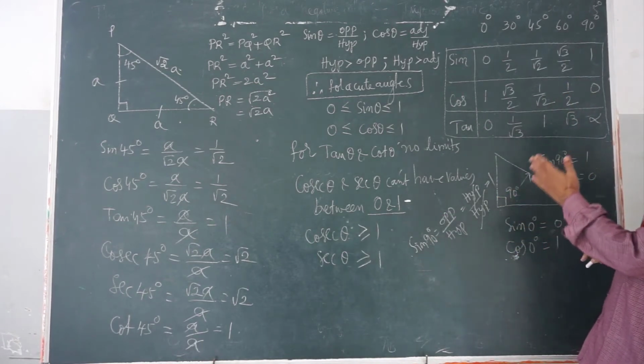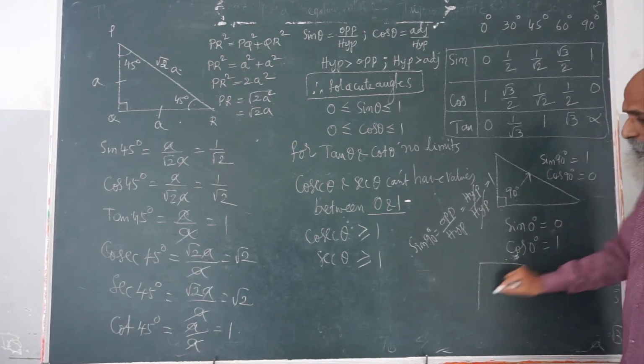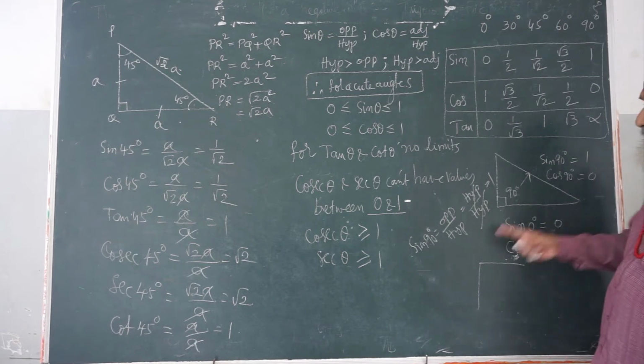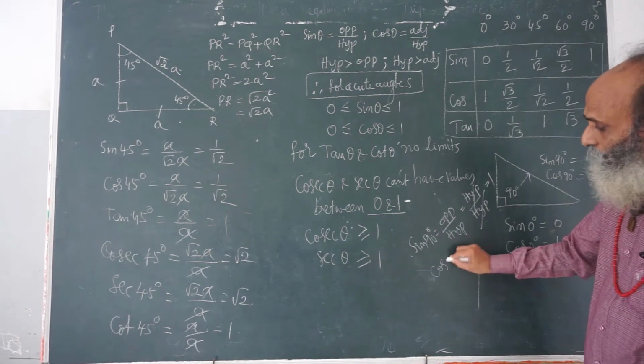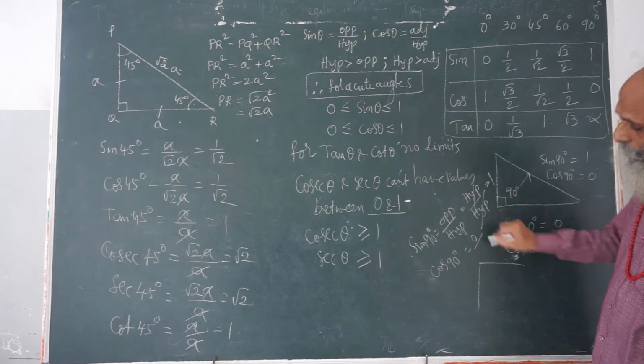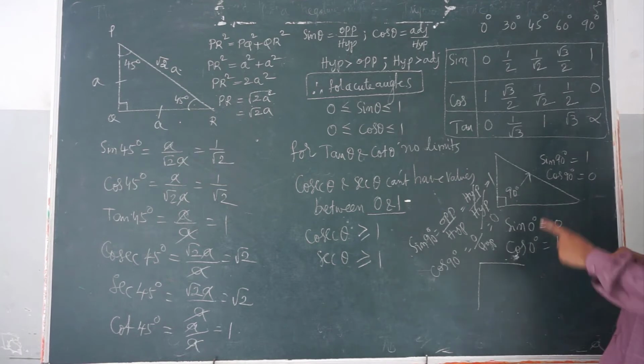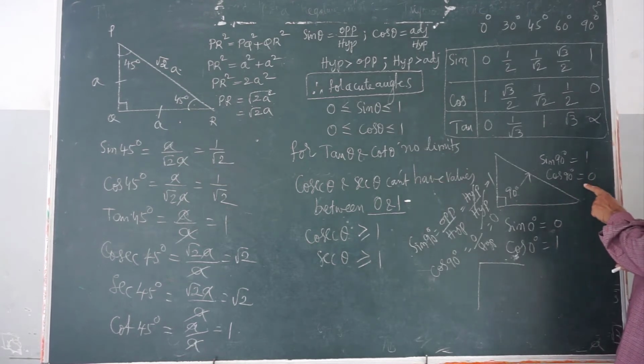Sin 90 degrees is always 1. And when it is a 90 degrees angle, it is formed like this. Therefore, there will be no adjacent side. Therefore, cos 90 becomes adjacent side, which is 0, by hypotenuse, which is equal to 0. Sin 90 is 1, cos 90 is 0.